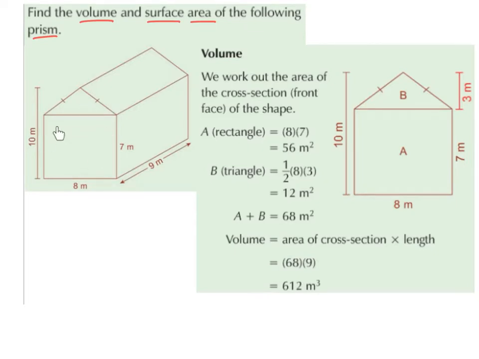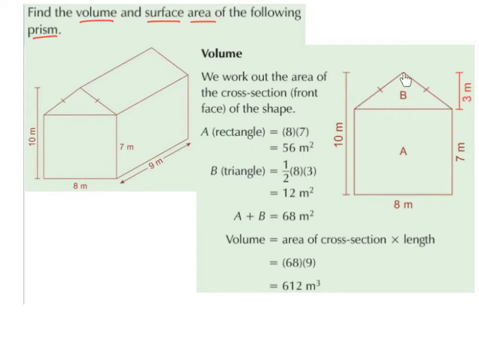So let's start with the rectangle. Here's our rectangle, and it's 8 by 7. I'm labeling this as A. The area of the rectangle is going to be the length multiplied by the width. So 8 multiplied by 7 is 56 meters squared. So the area of this rectangle is 56 meters squared.